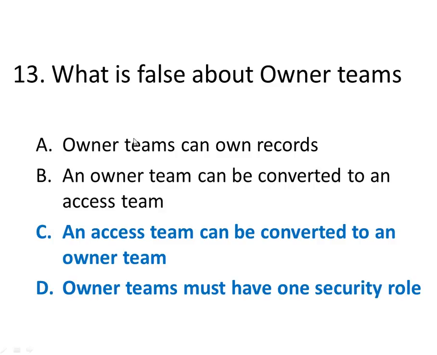So basically, an owner team can be converted to an access team. That is true, but not the other way round. Owner teams can own records. Yep, perfectly true. Owner teams must have one security role. They don't have to have any security roles, but obviously they're not as useful if they don't have any.